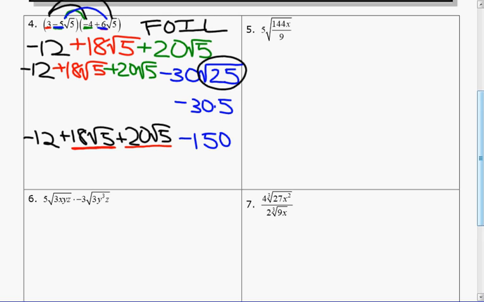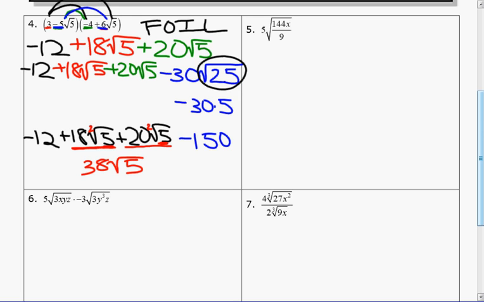So 18 square root of 5 plus 20 square root of 5. Remember, they have the same radicand, so they both have 5 here. And then they also have the same root, or the same index. Remember, if there's nothing there, it's a 2. So we can combine them. So you have 18 square root of 5 plus 20 square root of 5. So that turns into 38 square root of 5.